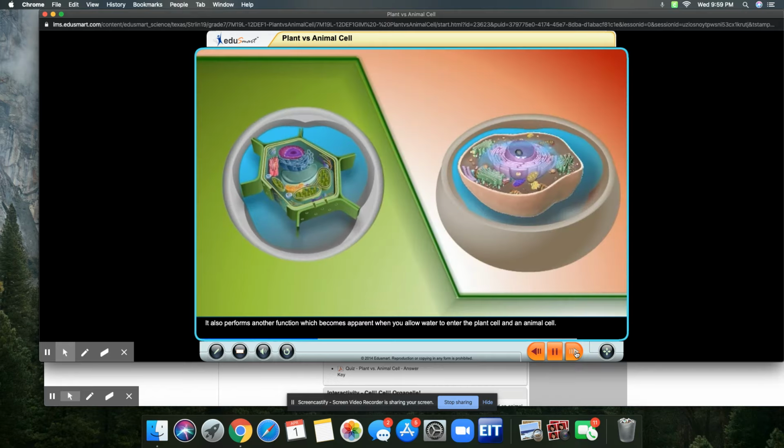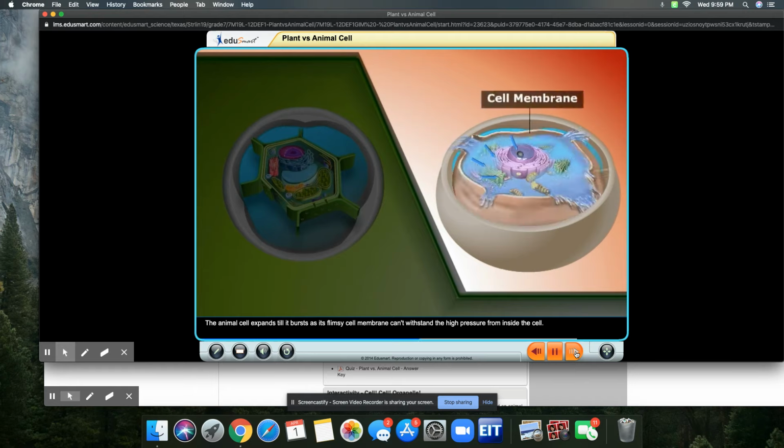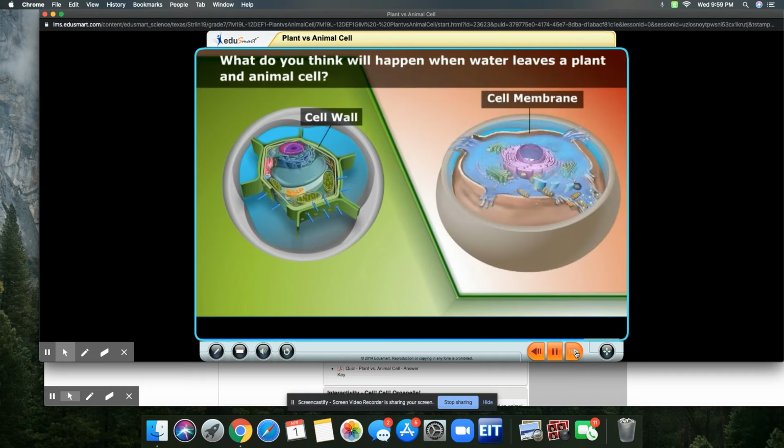It also performs another function which becomes apparent when you allow water to enter the plant cell and an animal cell. The animal cell expands till it bursts, as its flimsy cell membrane can't withstand the high pressure from inside the cell. When water enters a plant cell, it begins to swell, just like the animal cell, but it won't burst. Though the cell membrane expands, it stops when it reaches the cell wall. What do you think will happen when water leaves a plant and animal cell?